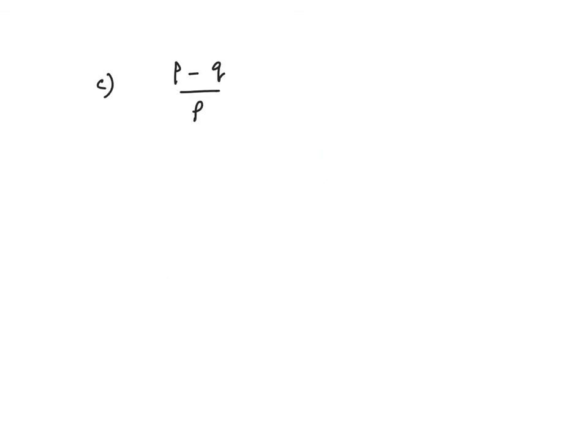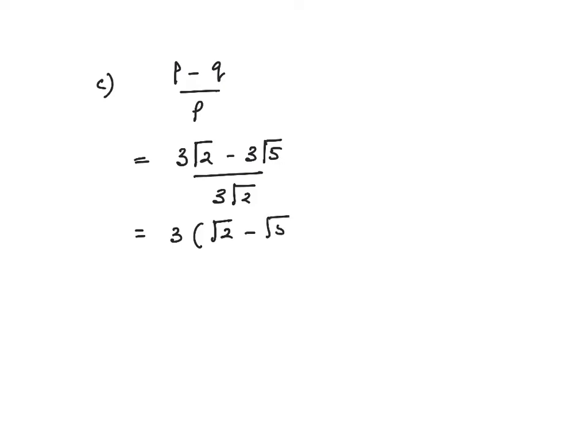P minus Q over P. P has the value 3 root 2, and Q has the value 3 root 5, and it's 3 root 2 on the bottom. Now, what we can do is take out 3 as a common factor. And the 3's will then cancel. So I've got root 2 on top, minus root 5 over root 2.